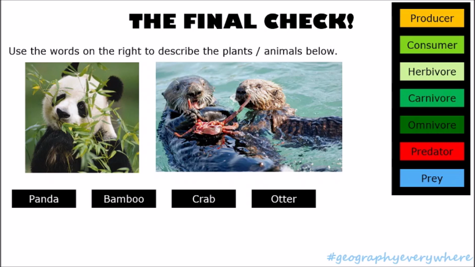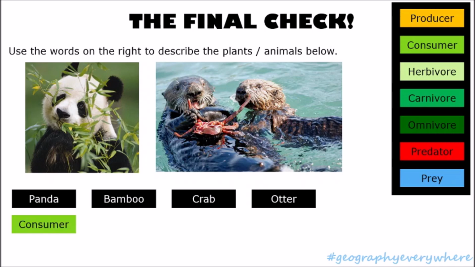The final check. Use the words on the right to describe the plants and animals below. There are 4 species: the panda, bamboo, crab, and otter. Pause the video and allow yourself 2 minutes to work them out. When you're done, press play and check your answers.